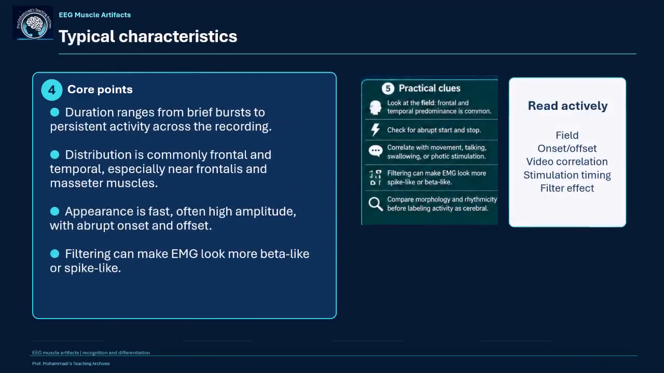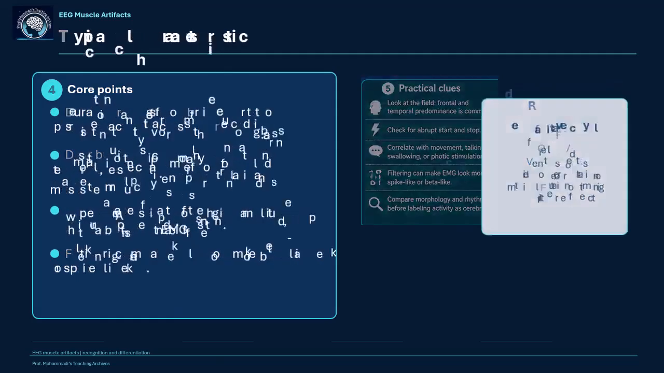There are several practical clues that help identify muscle artifact. It may appear as brief bursts or persist across longer portions of the recording. It is often maximal over frontal and temporal regions, especially near the frontalis and masseter muscles. The activity is usually fast, sharp, irregular, and high in amplitude, with abrupt onset and offset. Filtering can also change its appearance, sometimes making EMG look more beta-like or spike-like, so the reader should always consider the technical settings.